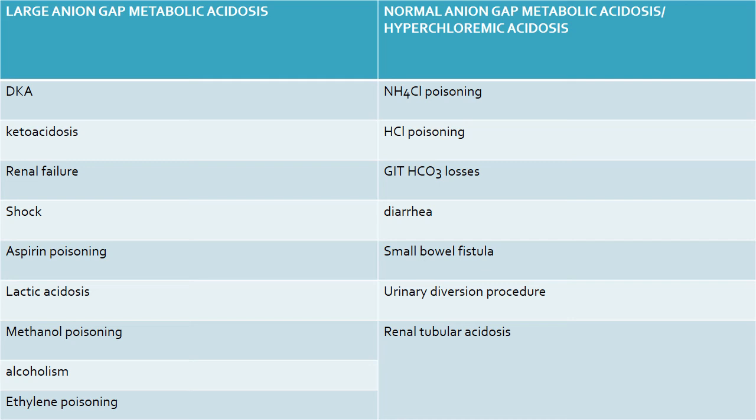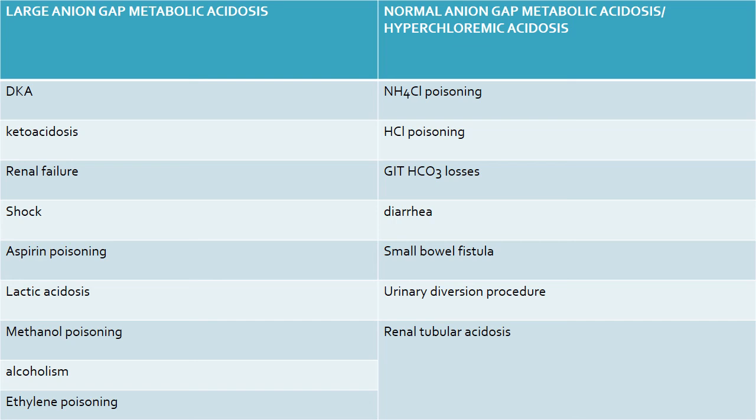The other category is normal anion gap, also called hyperchloremic acidosis, because in these situations the chloride ion concentration in our body is more than normal. That is why we call it hyperchloremic acidosis. The probable causes are ammonium chloride, HCl poisoning, GIT bicarbonate losses including diarrhea, small bowel fistula, or a urinary diversion procedure, or renal tubular acidosis.